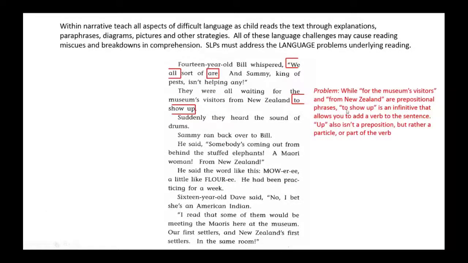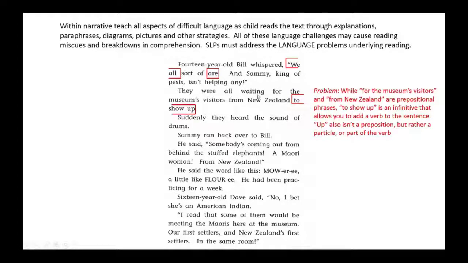Here's another example. When we look at the sentence, "They were all waiting for the museum's visitors from New Zealand to someplace." So there's our noun phrase, "they," and "were waiting" is our verb phrase, which is interrupted with this "all." Then we have "for the museum's visitors," which is a prepositional phrase, "from New Zealand." And this looks like another prepositional phrase, "to someplace." But it's not, because what we end up with here is another verb.